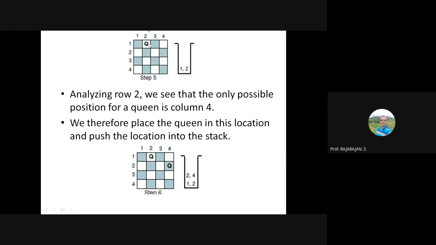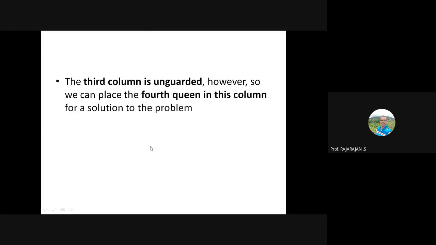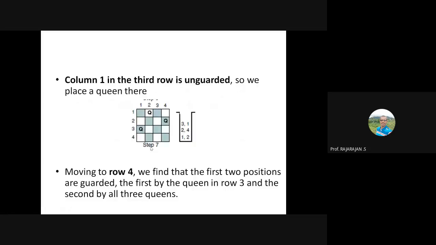So ultimately the only option we had was to backtrack all the way to the first row and change the position of Q1 itself to the second column. And now we have to continue the process. We need to find the positions for the second, third and fourth queens. The second queen is positioned like this. The third queen is also positioned, and we finally got the solution.